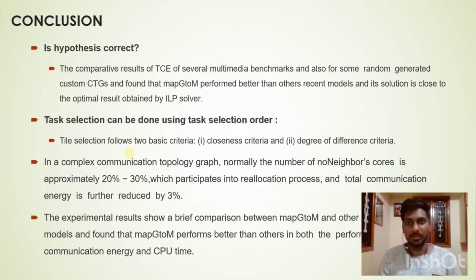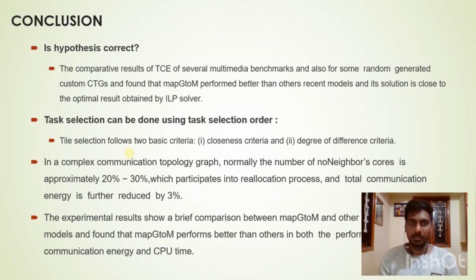I have come to the comparative result of TC of several multimedia benchmarks and also some randomly generated custom CTGs, and found that map G2M performed better than other recent models. The solution is very close to the optimal result obtained by the ILP solver. The ILP solver literally takes so much time to solve, but it gives an exact solution because it runs an exact application mapping algorithm.